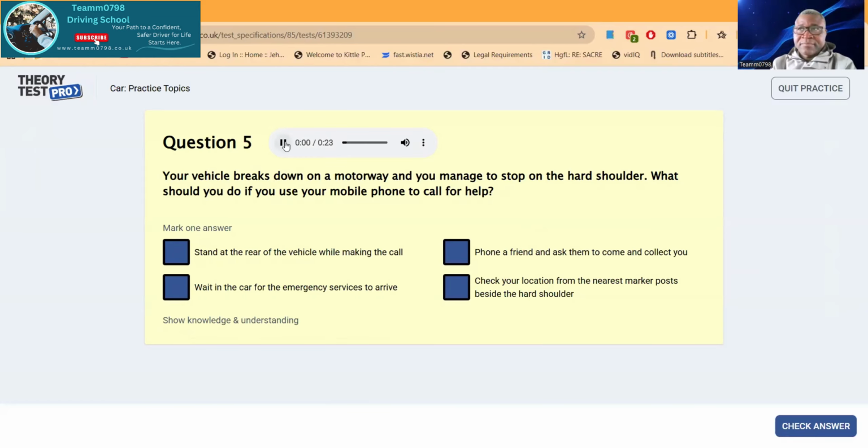Your vehicle breaks down on a motorway and you manage to stop on the hard shoulder. What should you do if you use your mobile phone to call for help? Stand at the rear of the vehicle while making the call. Phone a friend and ask them to come and collect you. Wait in the car for the emergency services to arrive. Check your location from the nearest marker posts beside the hard shoulder.